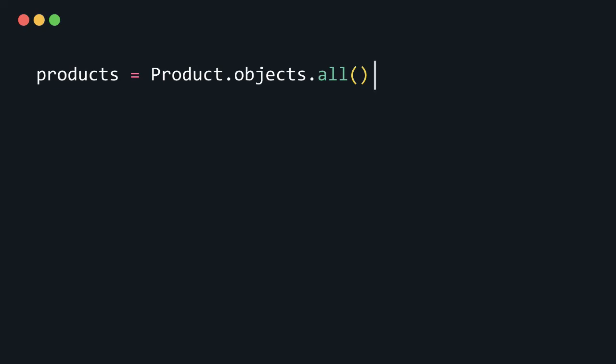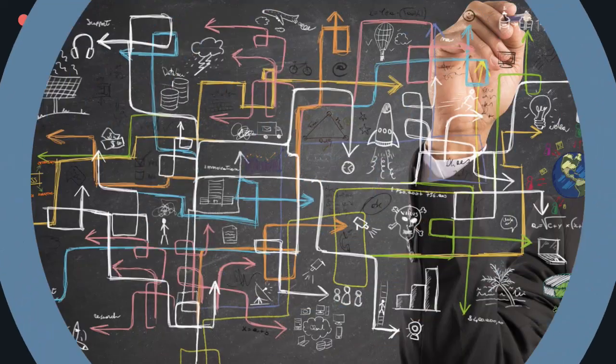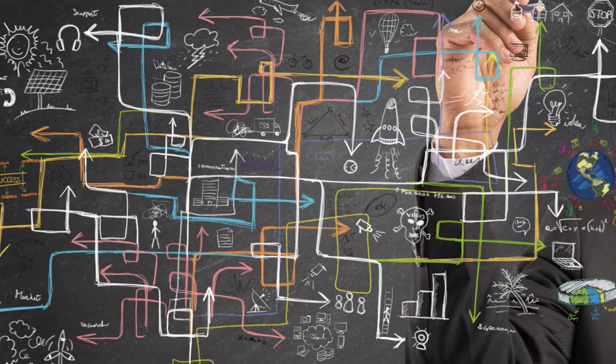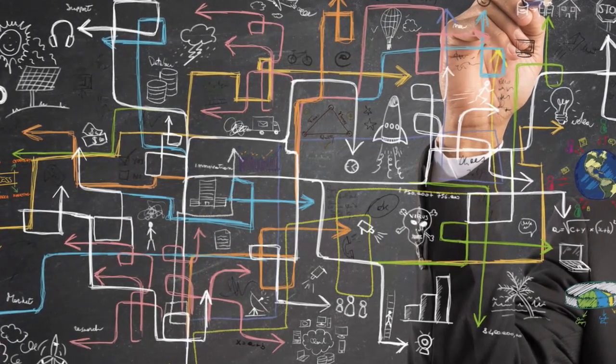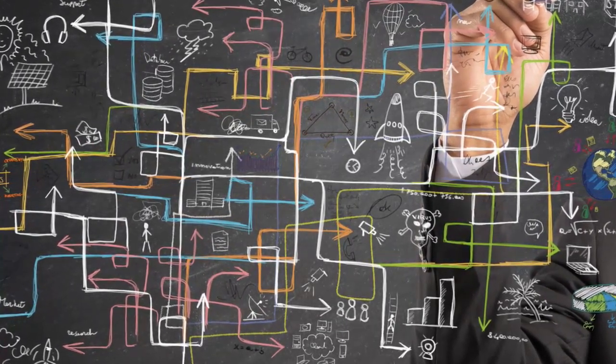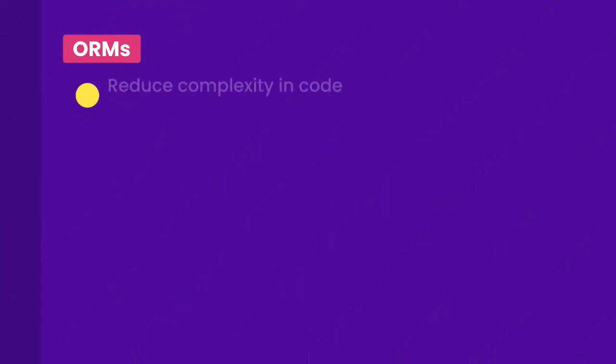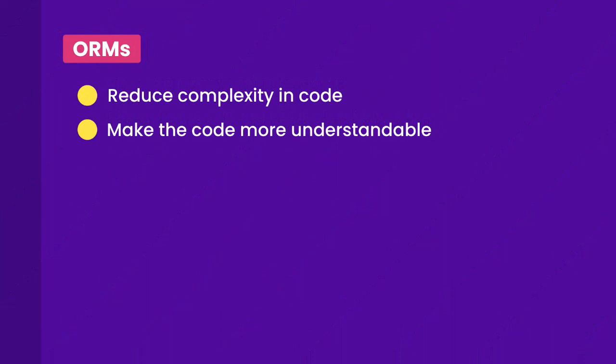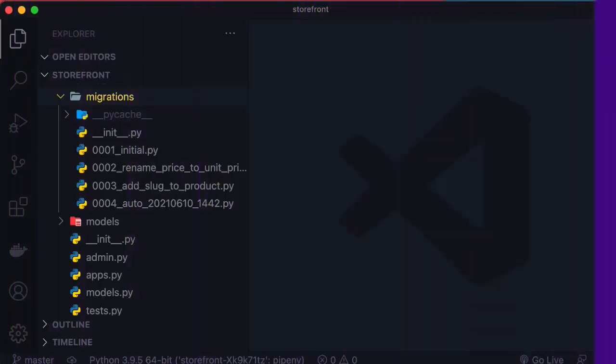So does it mean we never need to write SQL? No. When dealing with complex problems, ORMs can't produce efficient SQL queries. So that's when we need to jump in and write optimized SQL queries by hand. But overall, ORMs help us reduce complexity in our code, make it more understandable, and get more done in less time. A good example of that is Django migrations.